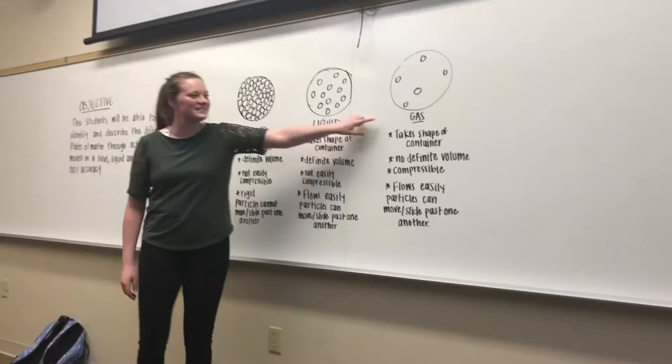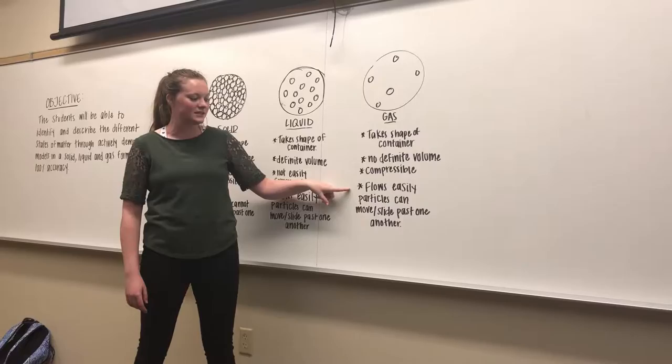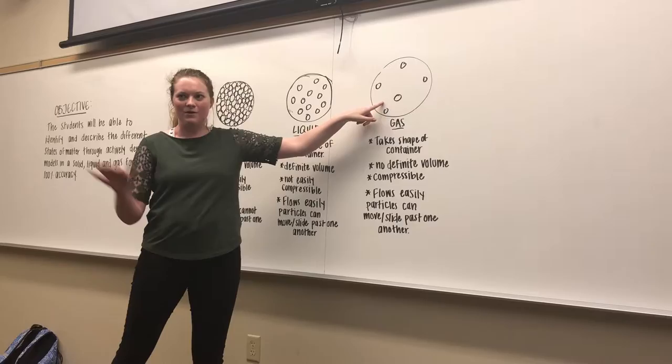Perfect. Okay, so the last one is a gas. A gas takes the shape of a container. It has no definite volume. It is compressible, and it flows. The particles flow easily from one to another. As you can see here, it has the most space to roam and flow past one another.